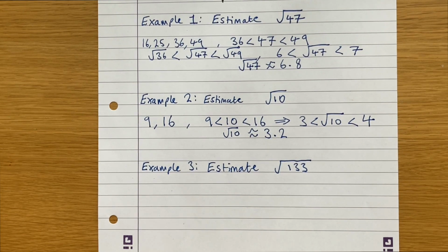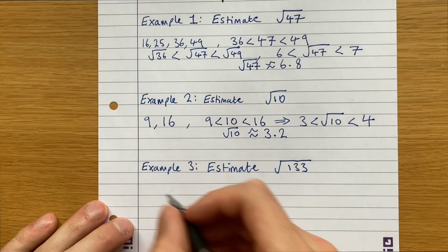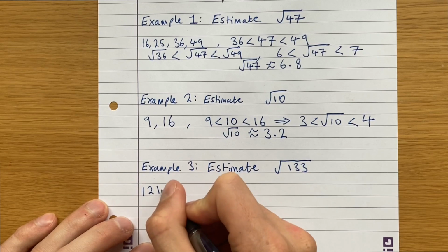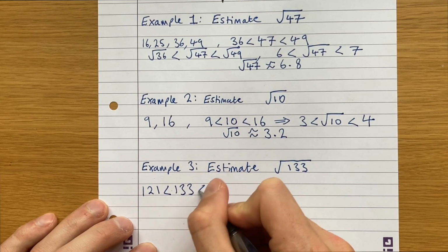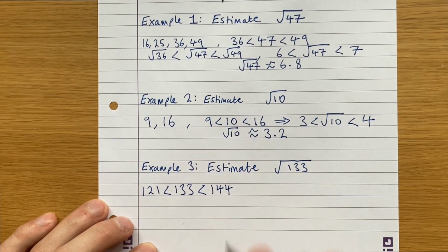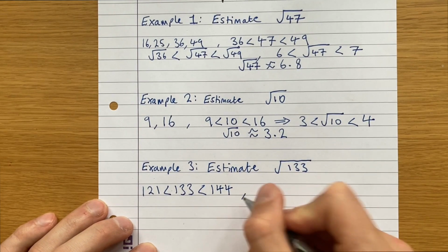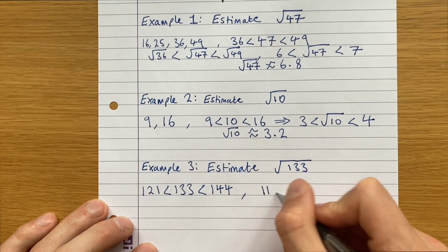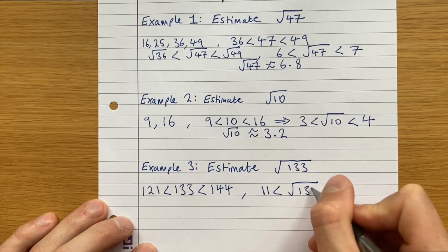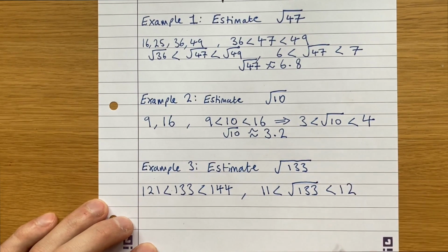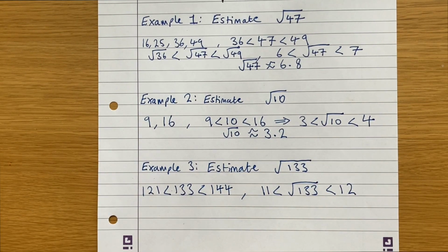All right, last example. Estimating the square root of 133. Well, 12 squared is 144 and 11 squared is 121. So we have 121, 133, 144, just like that. Take the square root of them all. We get 11, 12, just like that. So we know that it's 11 point something, because the square root of 133 is between 11 and 12. And now to work out the decimal, we just have a look here.